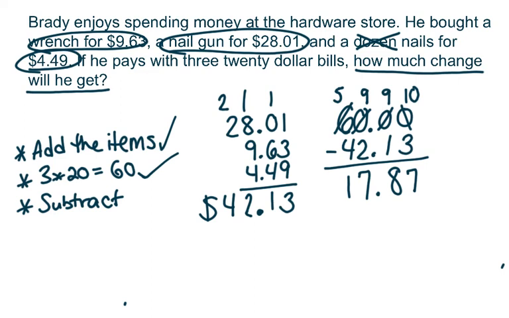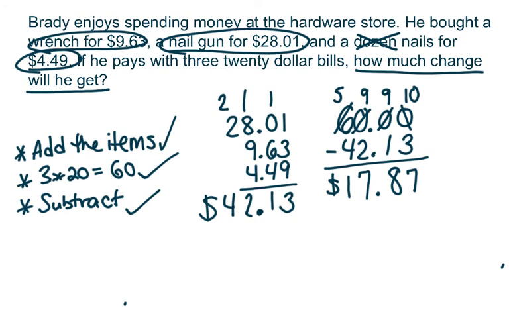If you ever get nervous that you didn't do that subtraction correctly, you can always go back and add the two numbers. Add the answer for your subtraction, the difference, to the number you subtracted, and you should get 60. In this case, though, we've done the math we need to do. We added up our items. We subtracted those items from the $60 bill. We could check our work.